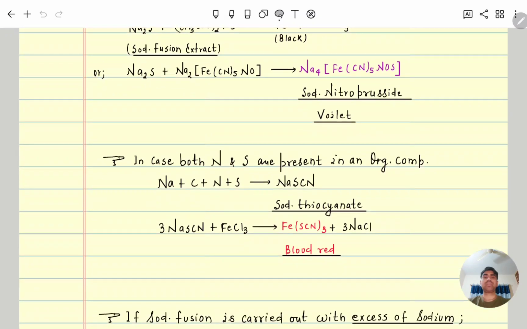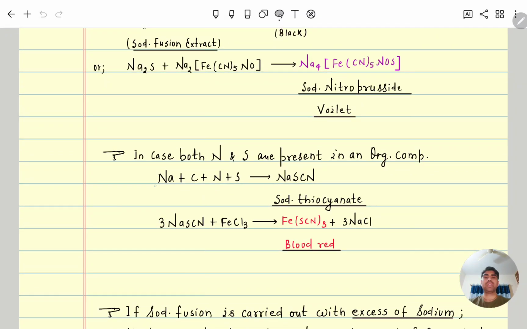If nitrogen and sulfur both are present, then what will we do? Then we will create its sodium fusion extract, which contains sodium thiocyanate, NaSCN. And this NaSCN reacts with FeCl3. It will form the blood red compound [Fe(SCN)]3.